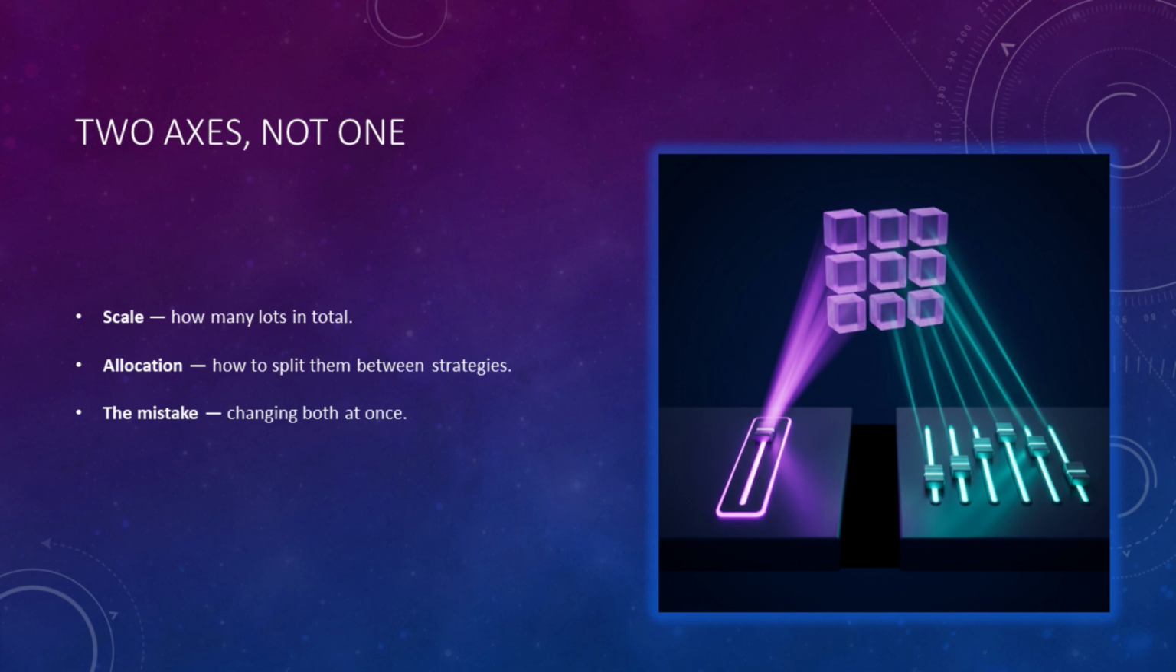And this is the trap I fell into personally. If you change both at once, neither result is interpretable. You always have to compare allocation candidates at the same total notional. Otherwise, you're not comparing allocation. You're comparing a mixture of allocation and scale, and you have no idea which effect caused what.